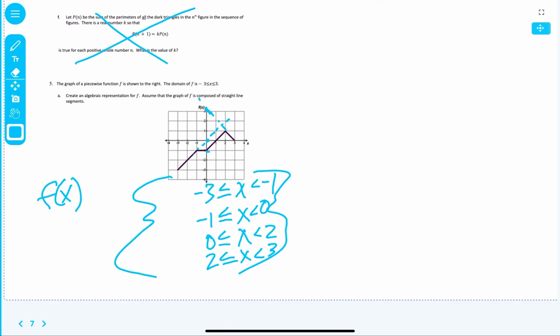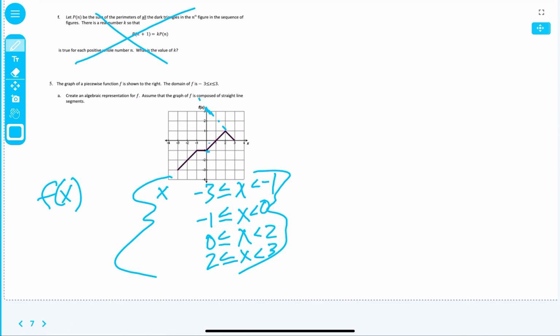So for -3 to -1, we go up 1 over 1, rise over run. Therefore, it is simply x, and it's going to cross at 0. So we don't have to put anything. That's it. Now, let me go ahead and clear these off because we're done with this.